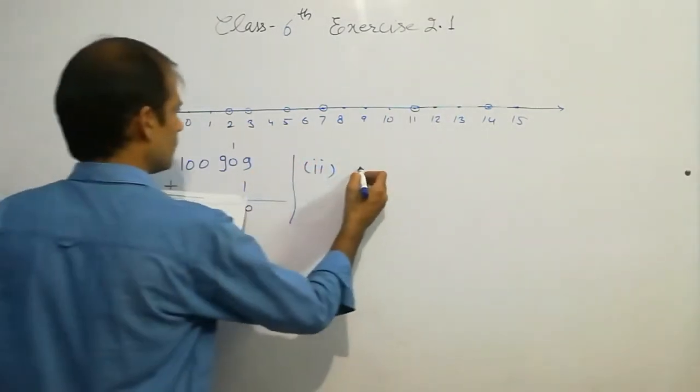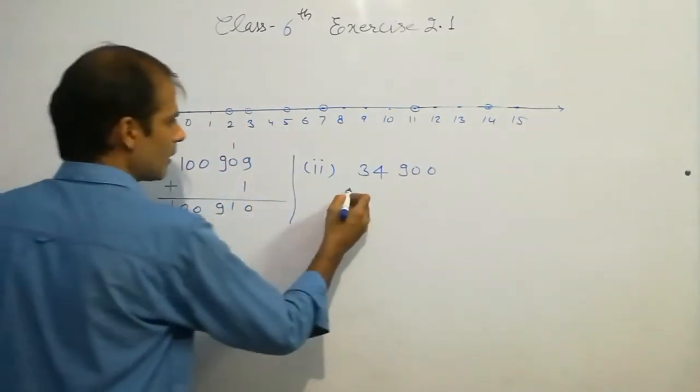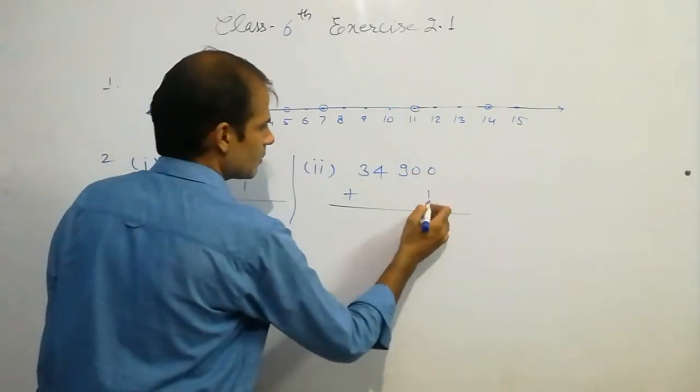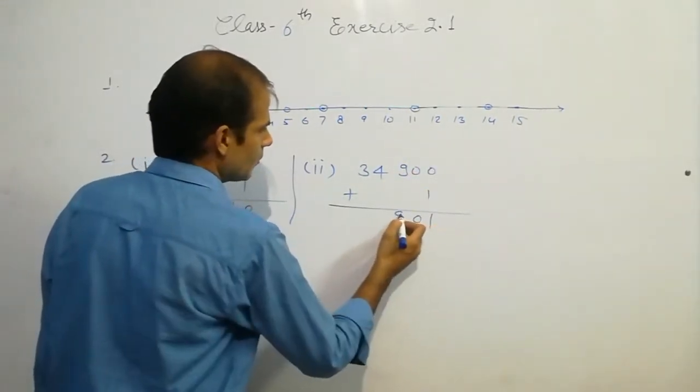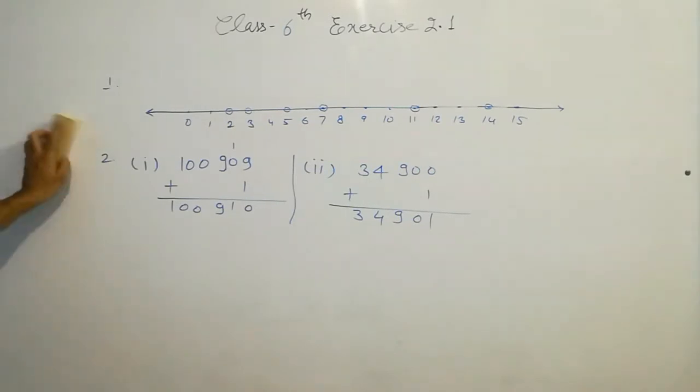Second part, 34,900. Now the successor will be obtained by adding 1. So it is 0 plus 1, 1, 0, 9, 4, 3. Answer is 34,901. This is the answer of first question of 2.1. And answers are given in your book, 1,910 and 34,901. Okay students, note it down.